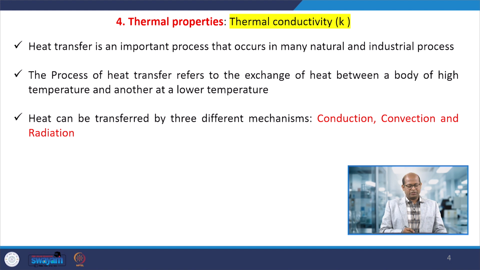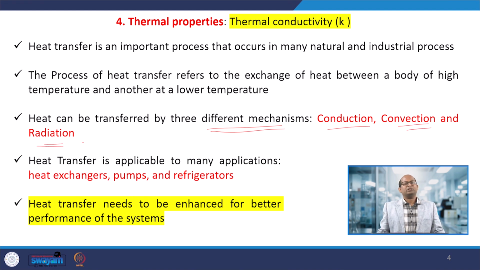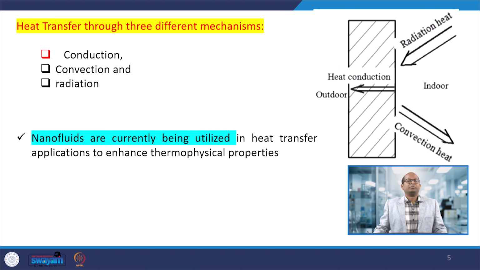In heat transfer there are different modes: conduction, convection and radiation. These three modes are applicable from a chemical engineering point of view, in chemical plants, where heat exchangers, pumps, refrigerators and many more apparatus and equipment are used, and where heat conduction is very important. If we develop materials or systems with better heat conduction, they transfer heat more efficiently. So these are the three modes of transfer: conduction, convection and radiation.